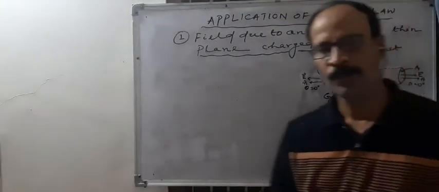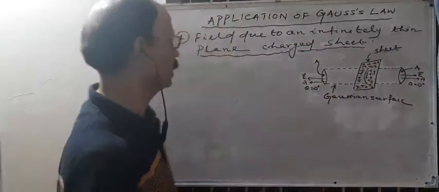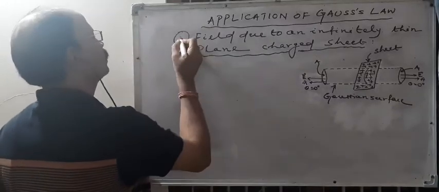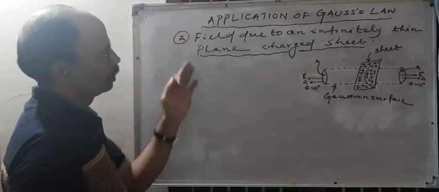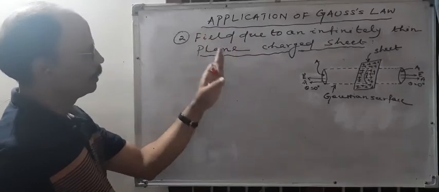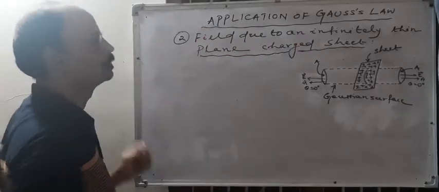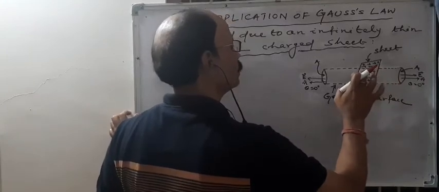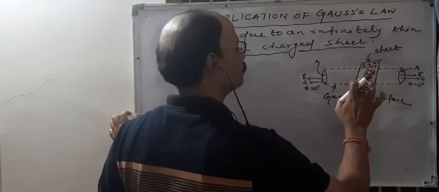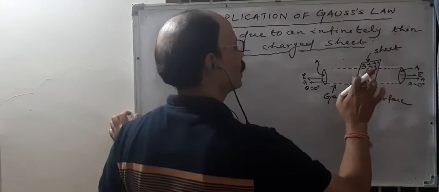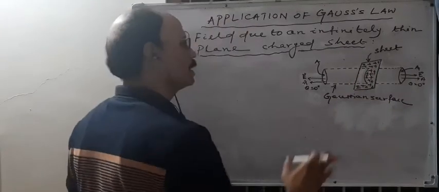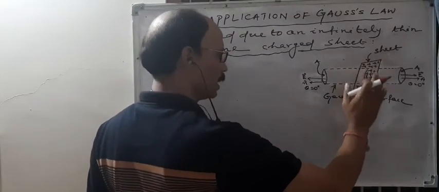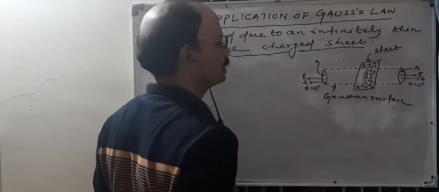Good evening. So let's discuss the second application, that is field due to an infinitely thin plane charge sheet. Actually it is an infinitely thin plane charge sheet. On this charge sheet, evenly the positive charges are spread out over the surface of the sheet.